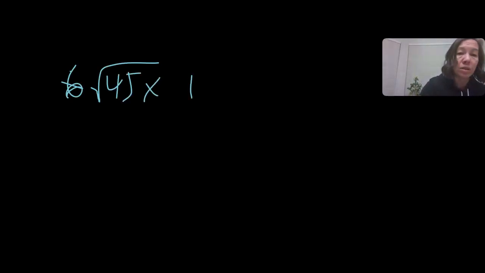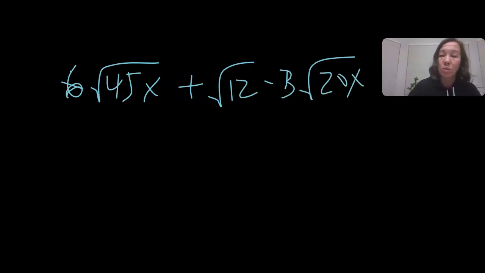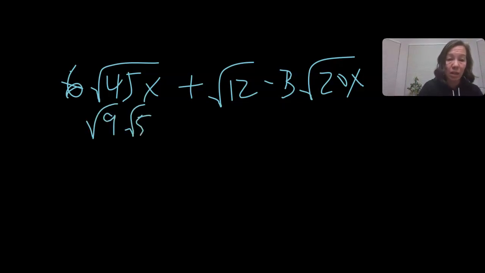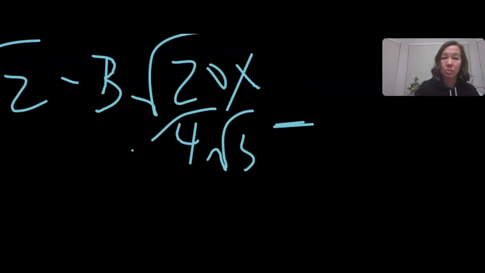And we have this expression, 6 square root of 45x plus square root of 12 minus 3 root 20x. And I apologize for the writing, but you can see it on page 335, example 3. So right offhand, these are not the same, which means I can't add them as is. However, let's simplify all these first. So square root of 45 is the same as 9 times 5, and 9 is a perfect square. 20 is the same as 4 times 5, and 4 is a perfect square.